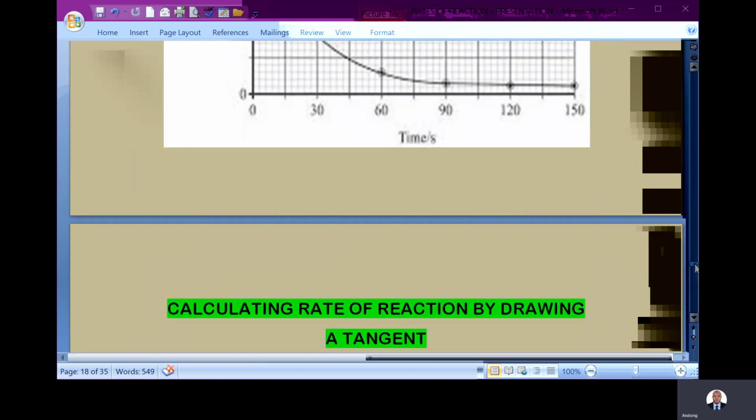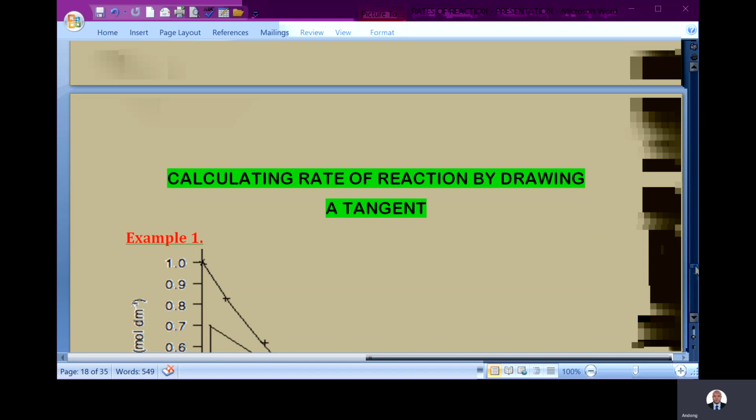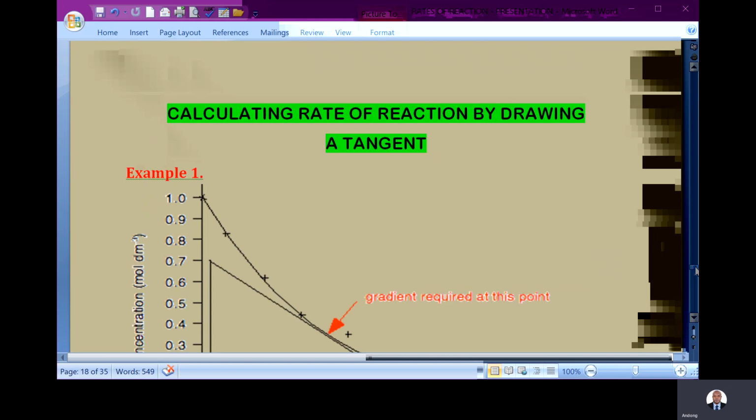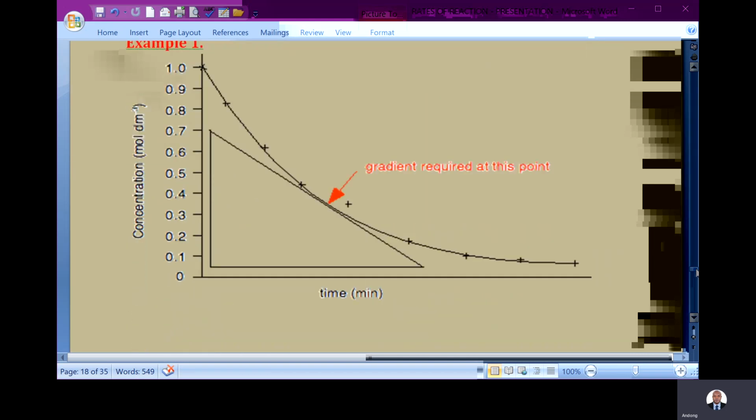So a recap is that it is very important to calculate the rate of reaction by drawing a tangent at a particular spot. If you are given a curve involving the reactant, you need to draw a tangent on a particular spot given the time on the curve or on the graph. You need to draw a tangent there and then calculate the change in the concentration divided by the change in time, and you have your rate of reaction. The units are very, very important.